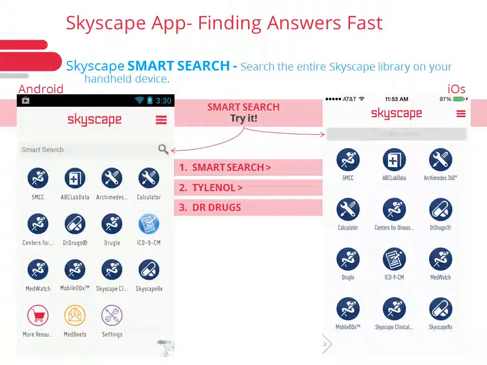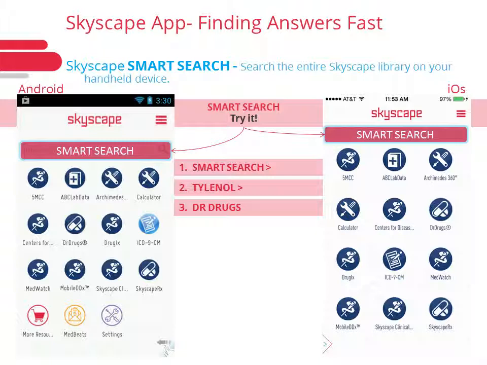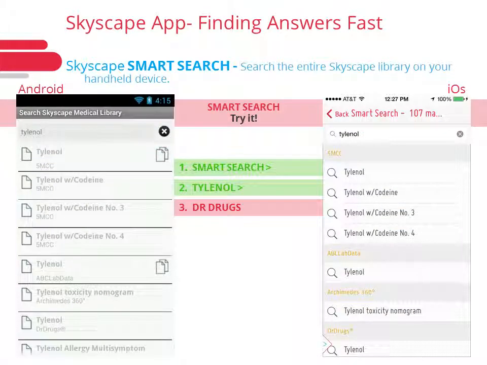When I tap on the smart search, your keyboard will open up and you can start typing, or if your device allows you can do a voice command to search for your topic. Let's search for Tylenol and see what happens. As you can see, when I searched for Tylenol, Skyscape went through my entire resource listing and pulled up everything that has to do with Tylenol. I can see that Tylenol showed up under my doctor drug guide listing. Let's tap on the topic to open it up.